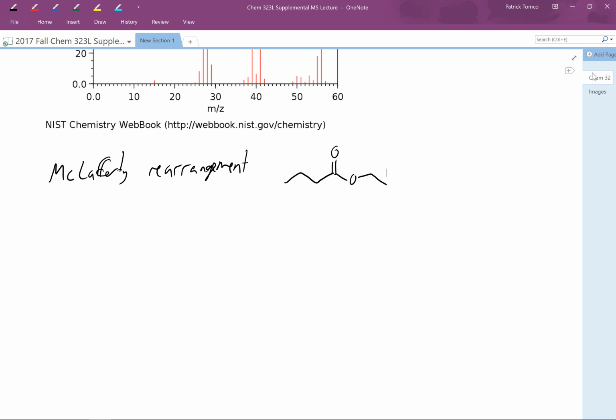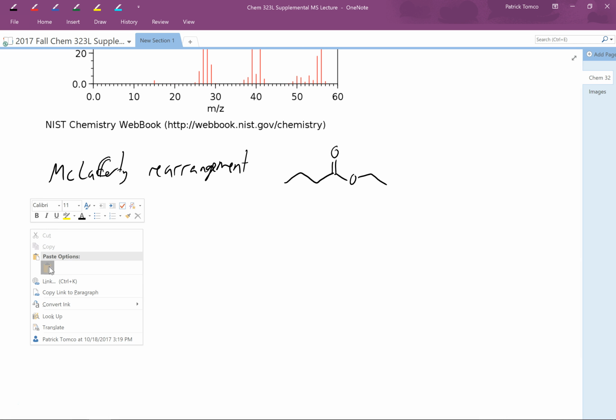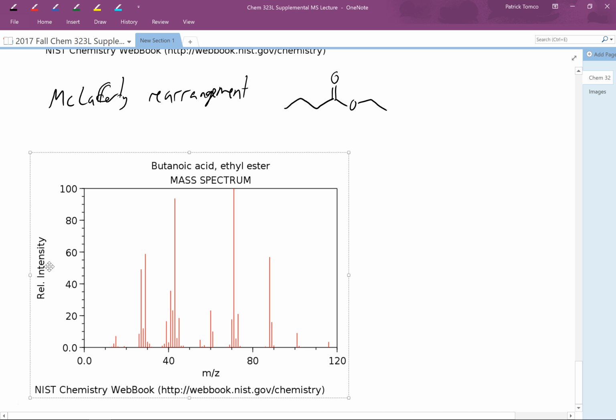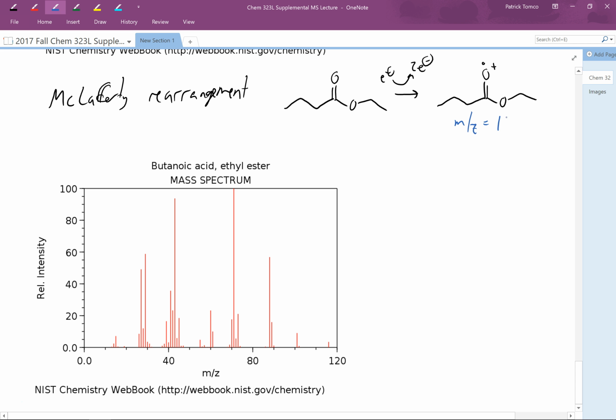And I'll put this into the notes. Paste right here. And the first thing that I notice with this is I should be able to count up the masses of, the mass of my compound. This should, as a molecular ion, have an electron here that I have eliminated from the molecule. This is going to create a molecular ion with a mass to charge equal to 116. And if I look on the molecule here, I see this one here. This is at mass to charge of 116.